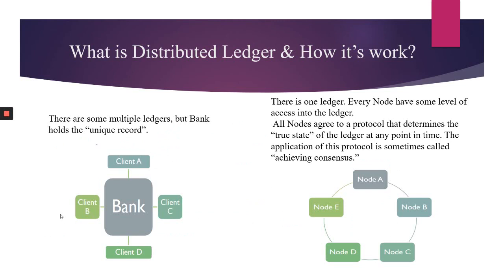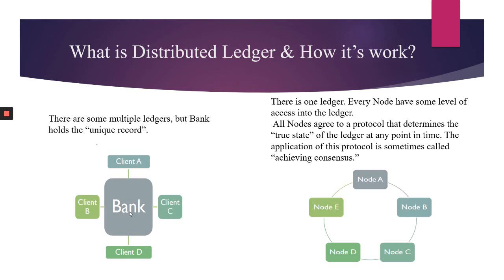What is a distributed ledger and how does it work? There are multiple ledgers, but the bank holds the unique record, because for banking transactions in normal life there is a bank and client A, client B, client C, client D. If the bank's record is accidentally burned, what will they do? They don't have the information to get back the records of users.